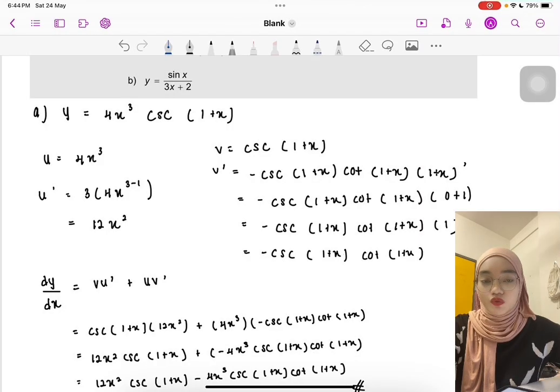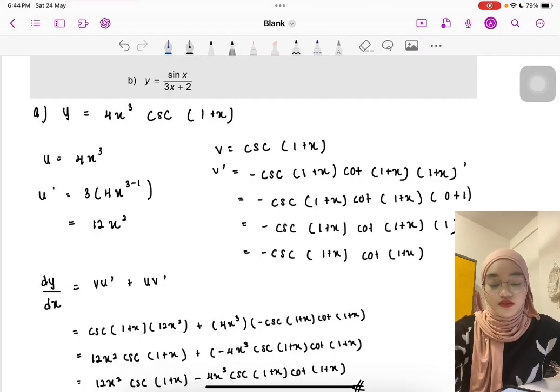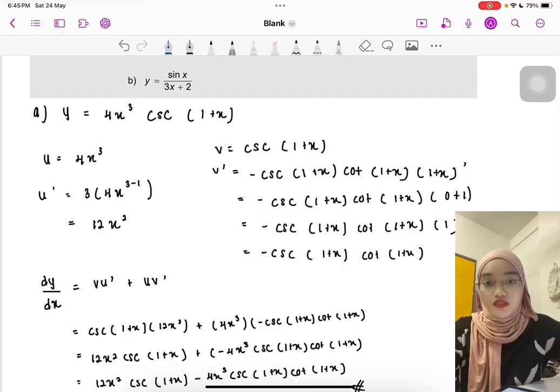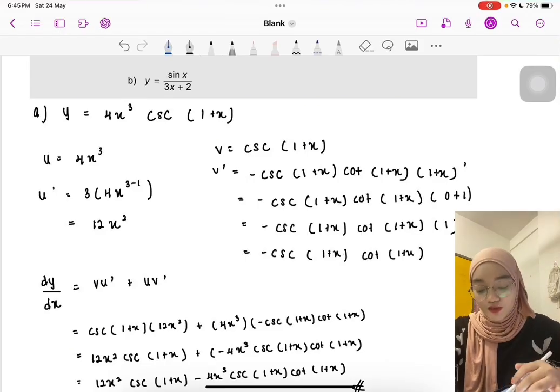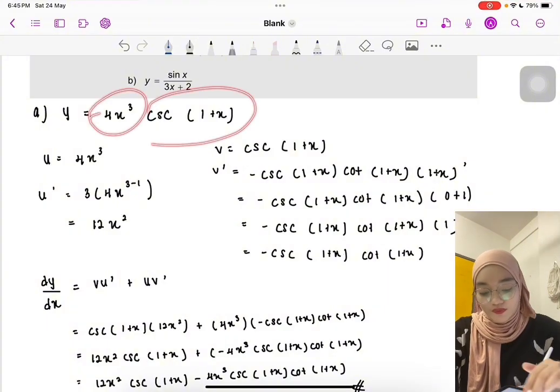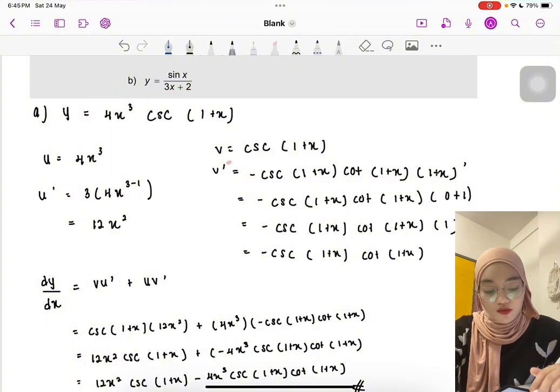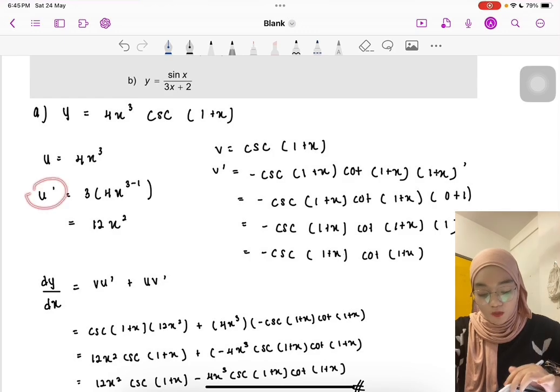Let's look at question 1, which asks us to find the derivative dy/dx for two different functions. To differentiate these, we apply the product rule because the function we are differentiating is a product of two functions of x. So we find the derivative of each part, where u is 4x power of 3 and v is cosec(1 plus x). To find u prime, we use the power rule.